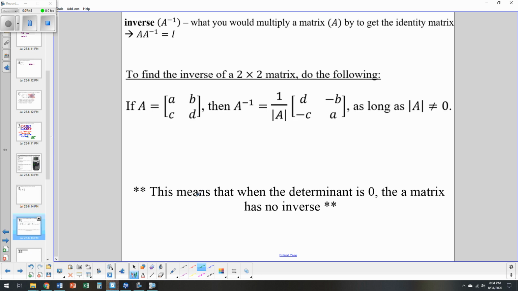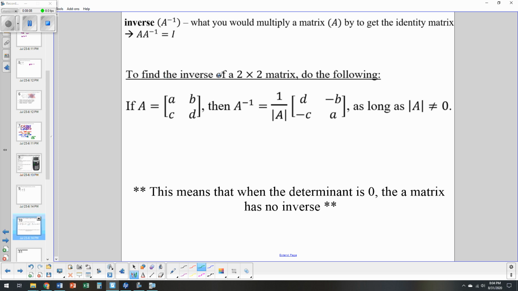The inverse is what you would multiply a matrix by to get the identity matrix. So if you think of it this way, it's almost like the reciprocal, right? If I wanted a number and I wanted to know what I would have to multiply that number by to get to 1, I would take the reciprocal of it. The inverse is a matrix's reciprocal, basically.